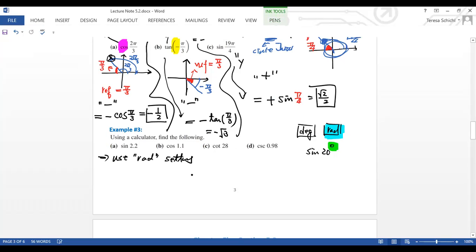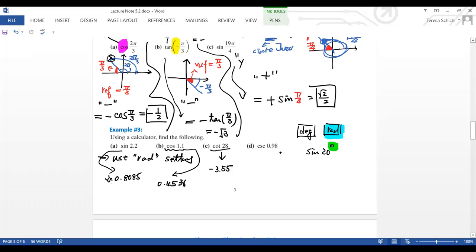Then you just plug the number into the calculator. You can try to plug that in to see if you match my number or not. This one I got is 0.8085. You should be very close. Now cosine 1.1, I get 0.4536. Then cotangent 28, you can plug that one in, and you will get negative 3.55.